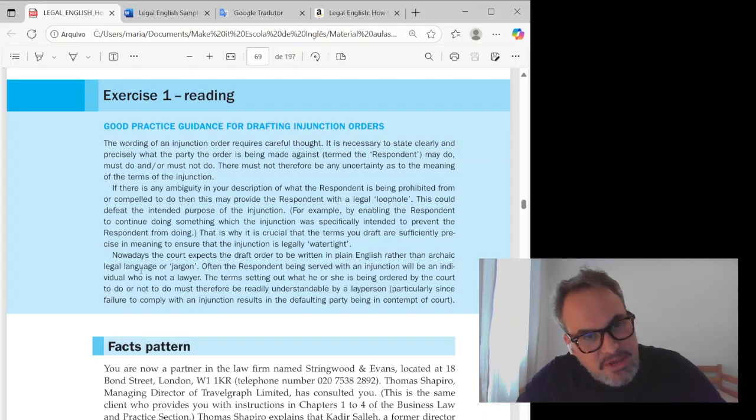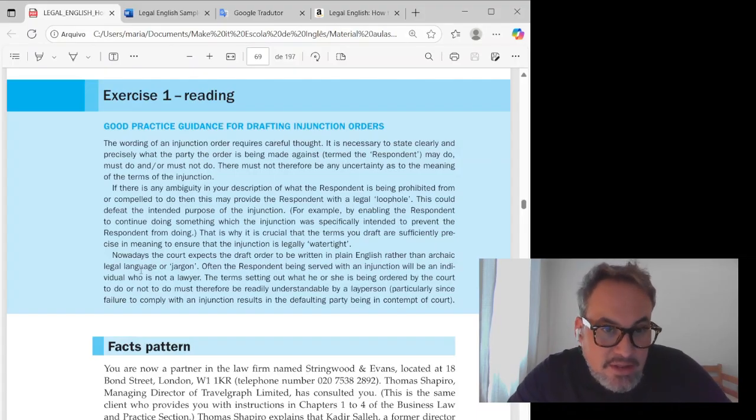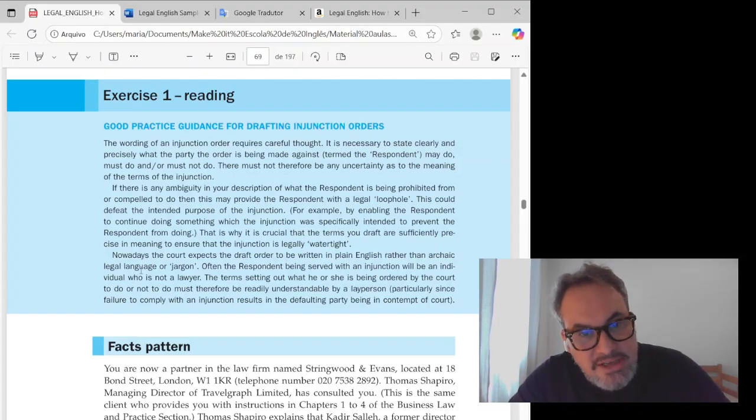If there is any ambiguity in your description of what the respondent is being prohibited from or compelled to do, then this may provide the respondent with a legal loophole.